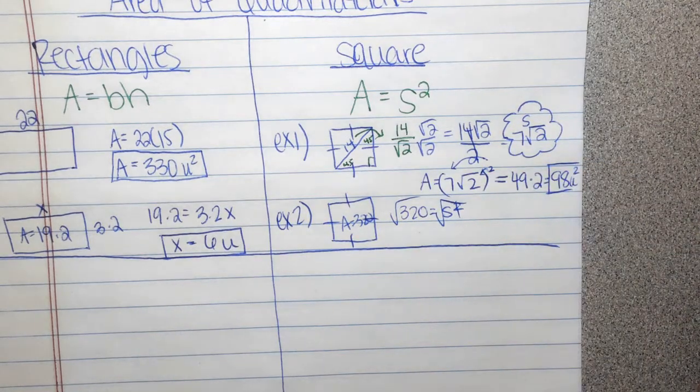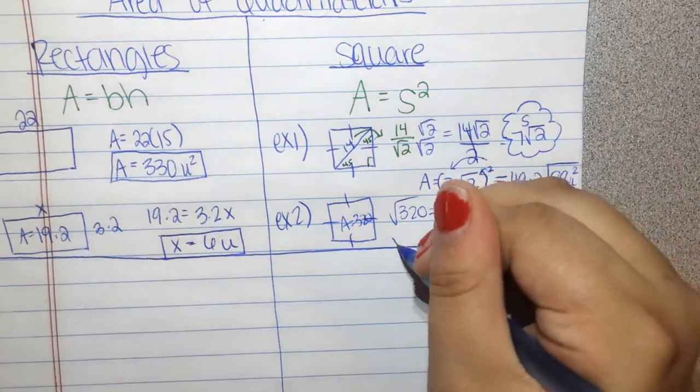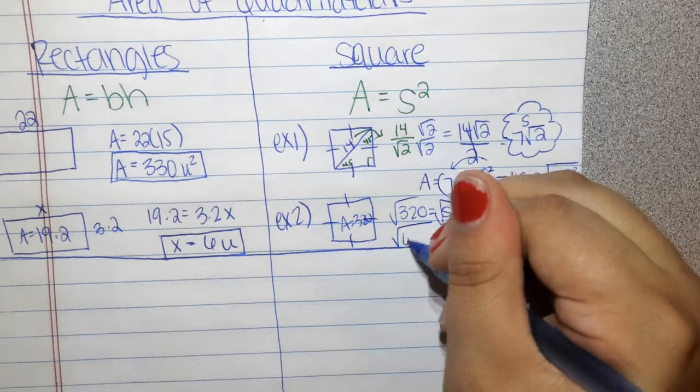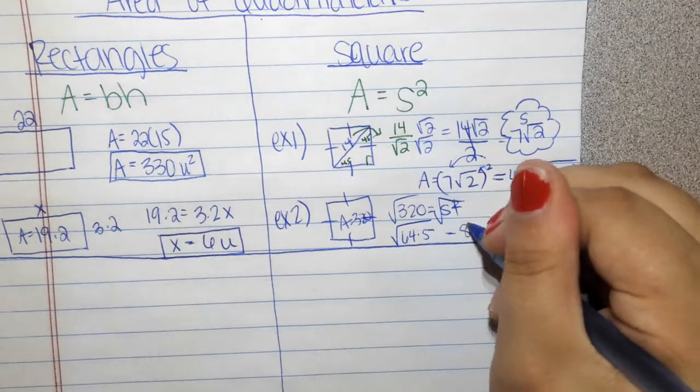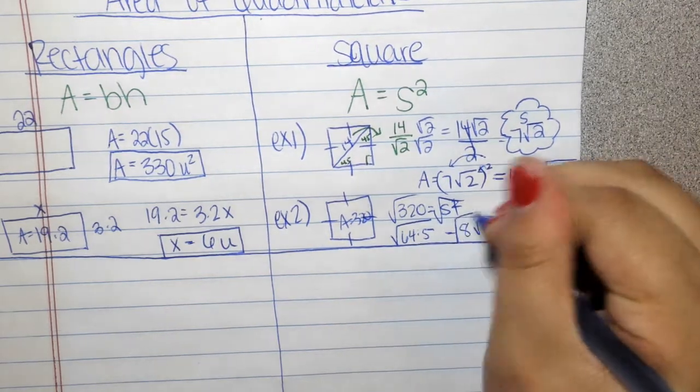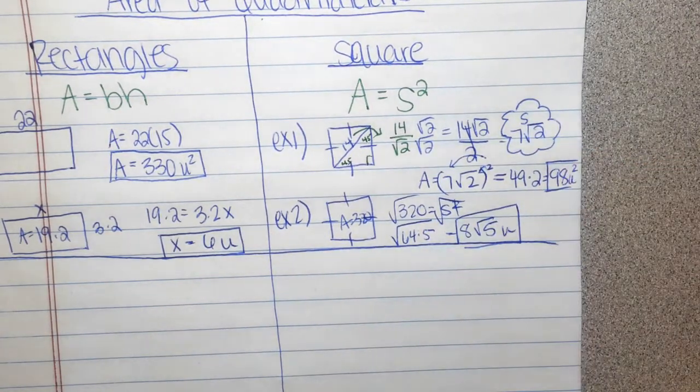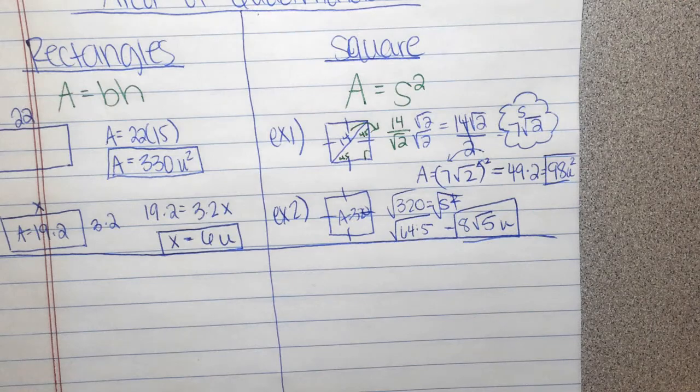Well, of course, it's a radical. I can simplify this. So that is going to be 64 times 5. What's the square root of 64? 8. So 8 square roots of 5. And this would just be units because it's a side, not an area.